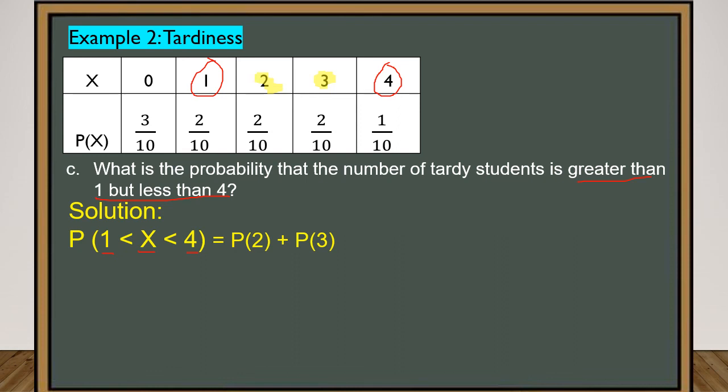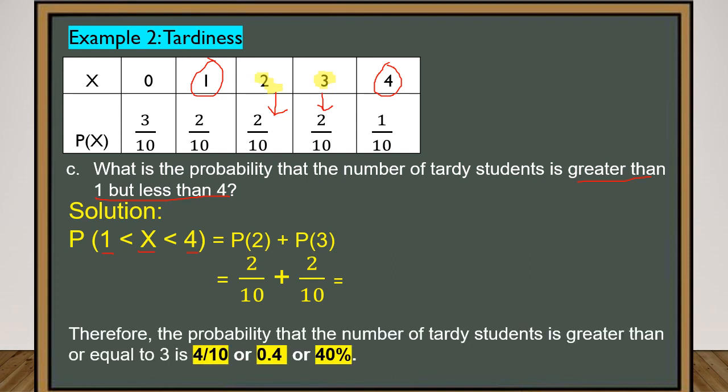So what is the probability of 2? The probability of 2 is 2 tenths, and the probability of 3 is also 2 tenths. So we simply add the two probabilities and we will get 4 tenths or 2 fifths.